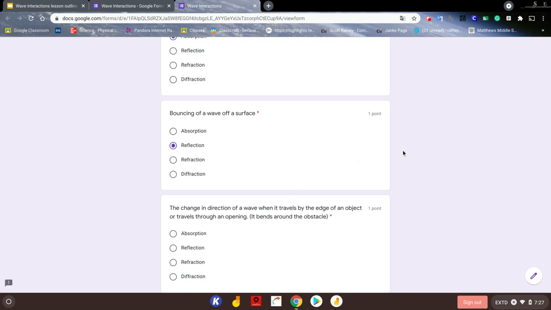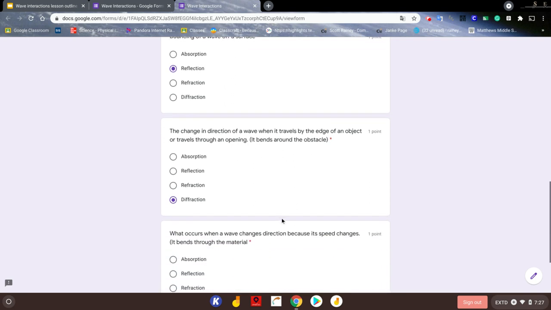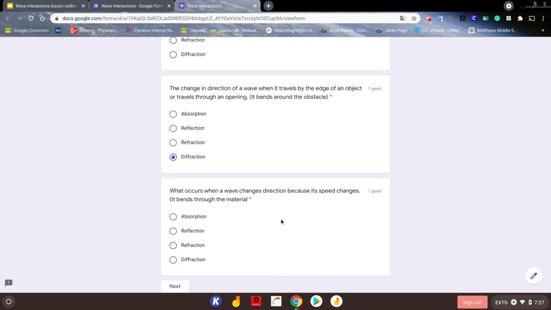The change in direction of a wave when it travels by the edge of an object or travels through an opening where it bends around the obstacle, that is diffraction. So if it bends around, it diffracts, so it goes a different way. And what occurs when a wave changes direction because its speed changes because of the medium it's traveling through, that is going to be refraction.